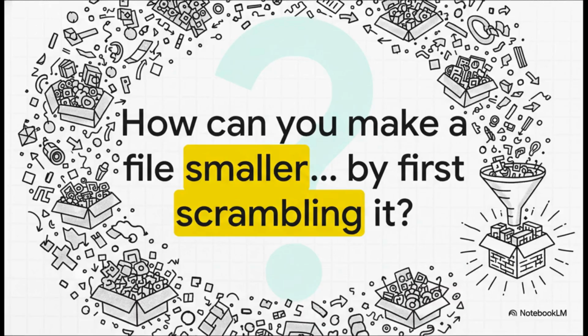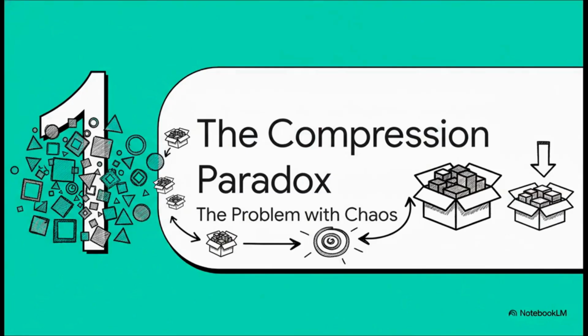But, as we're about to see, this incredibly counterintuitive idea is the key to some of the most powerful data compression in the world. So, to really get the solution, we first have to understand the problem. Why is it that some files can be shrunk down to almost nothing, while other files barely budge?